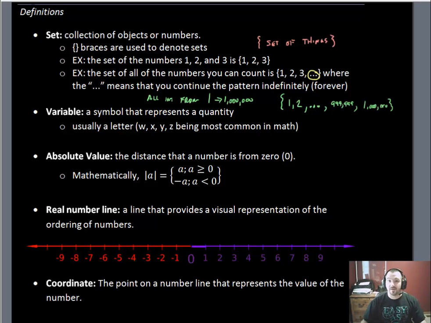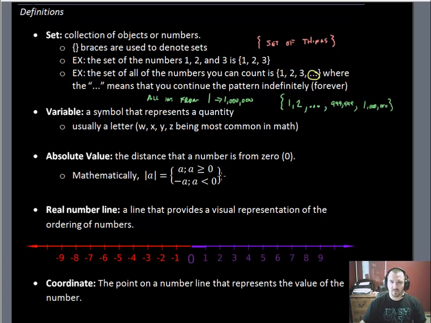Variables. Variables are things that represent quantities or other numbers. Now, they can't be a number because then they would be absolute and you wouldn't be able to change the value of it. But they don't have to be letters. Now, when we're studying algebra, that's when we're going to use letters, but it's not necessary.